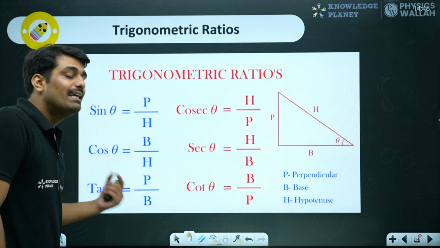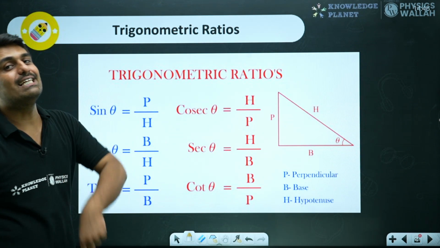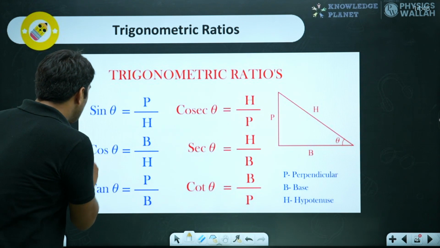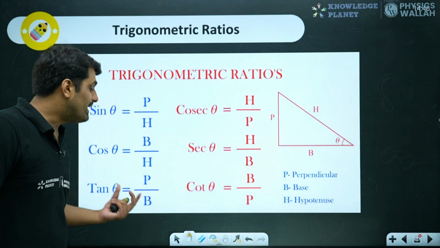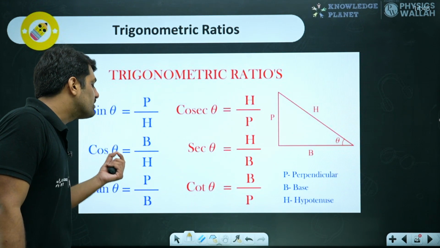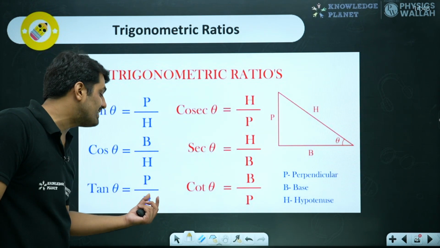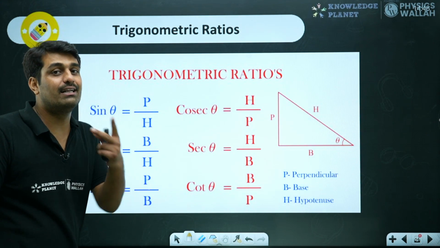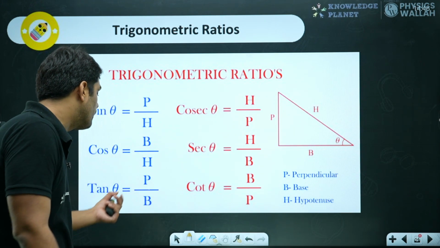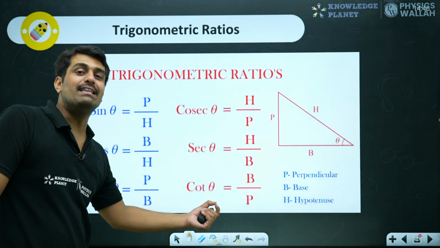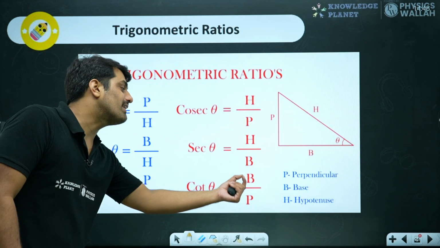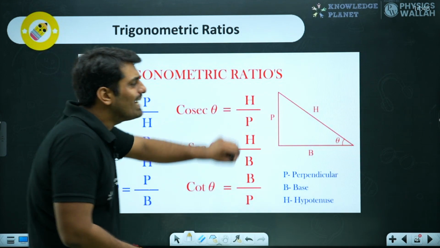Finally tan theta can be derived from sin theta as well as cos theta. These two will help us to reach tan theta. So tan theta is sin theta by cos theta, and when you do the division you will realize that it is perpendicular by base, the ratio of the two sides. And finally the reciprocal of tan theta is called cot theta, which is base by perpendicular. That's how this triangle works.